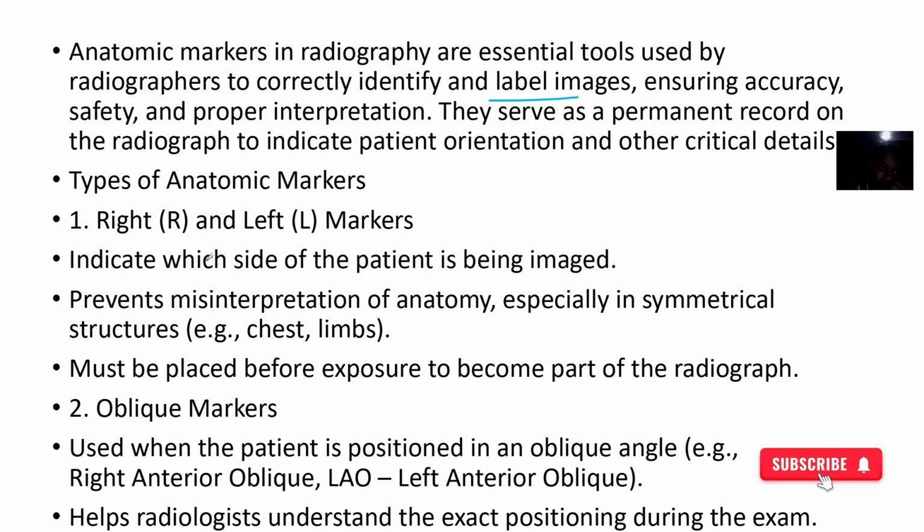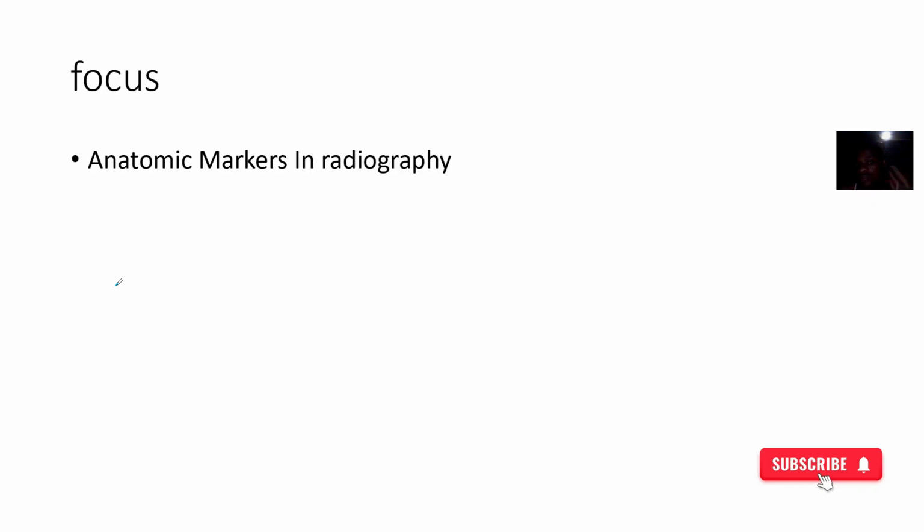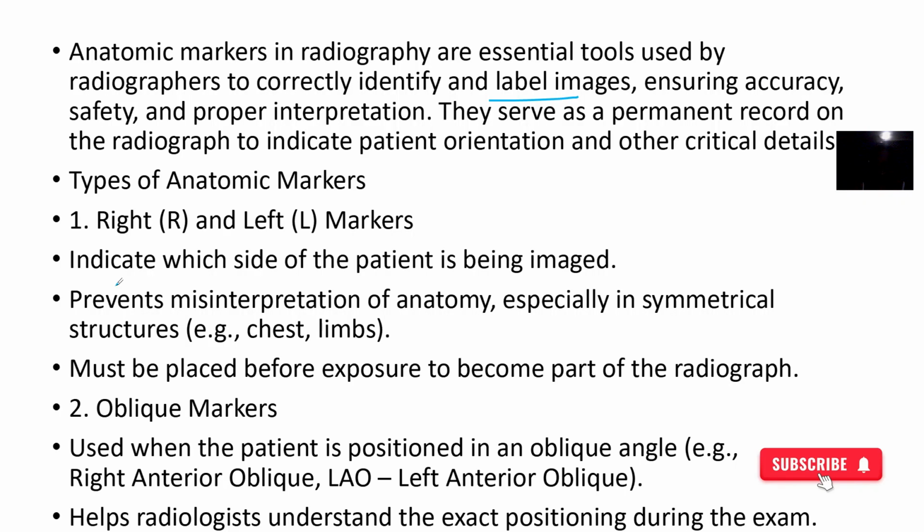So types of anatomic markers, we have the right and left markers. This one usually indicates if the imaging you are holding is a right or left. I think the issue of anatomic markers is not something that we can finish here. This is just an introduction. When we talk about the different types of imagings, we'll go in depth on it. It actually prevents misinterpretation of the anatomy. It must be placed before exposure to become part of the radiography.